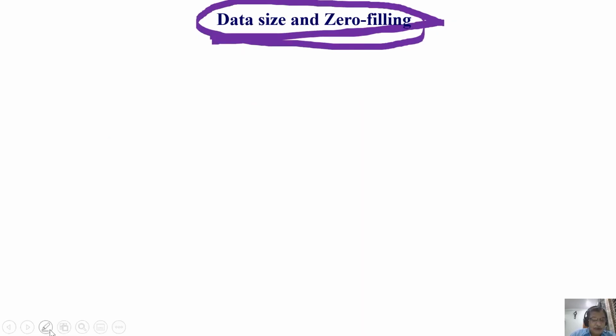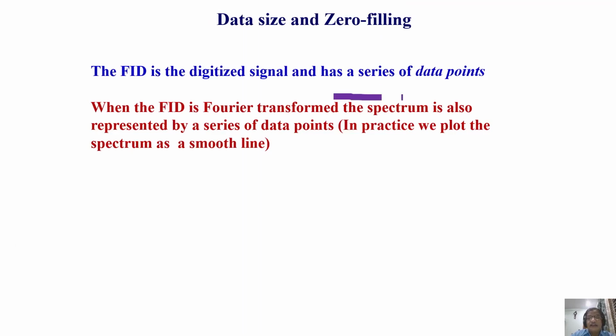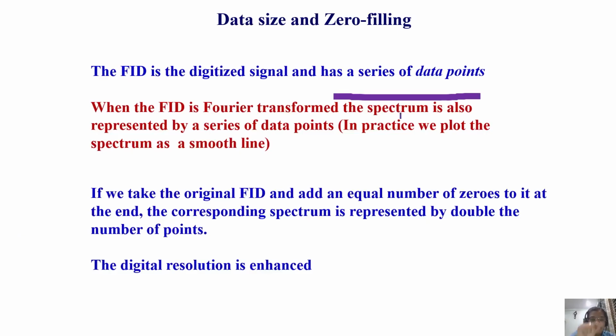Now I will come to another important application, another parameter which we can play with in the time domain signal, called zero filling. What is this zero filling? The FID is a digitized signal and has a number of data points. We saw that the free induction decay is nothing but a series of data points which is digitized and collected. We saw that early in one of the examples. And now what I will do is take the free induction decay and add an equal number of zeros to it. Let us say I collect 8K data points, 8,000 data points digitized. At the end, I add 8,000 data points with zero intensity, zero signal, no signal at all, but no noise at all.